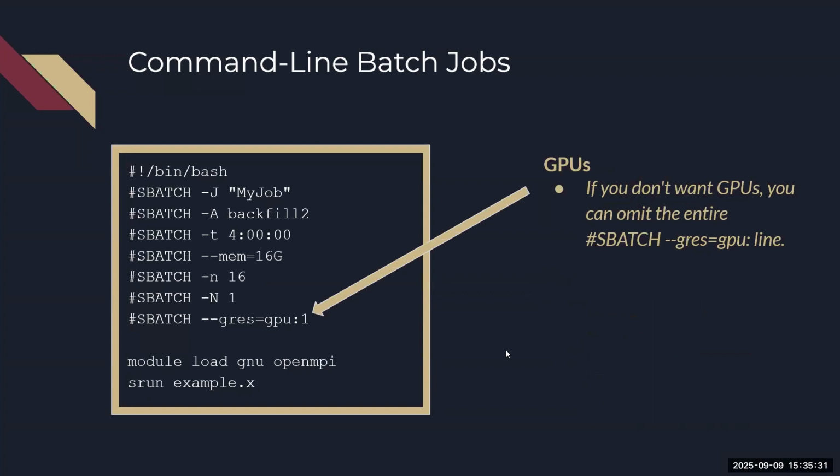And if you don't want it, you should just delete this line entirely. Because as you can see, all of these S batches start with a # already. So if you try and put a # again in front of it, it'll still read it and it won't take it as a comment. So that you're not having to wait a super long time if you don't need a GPU.